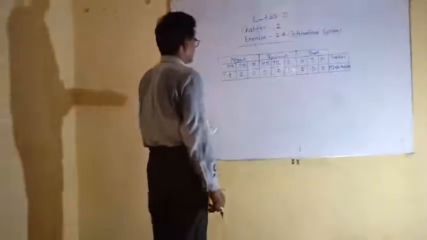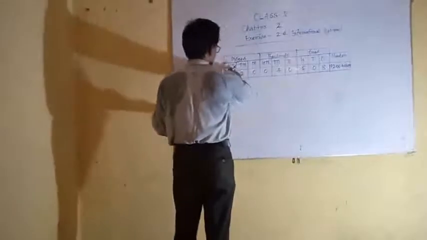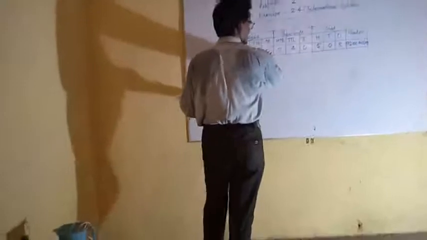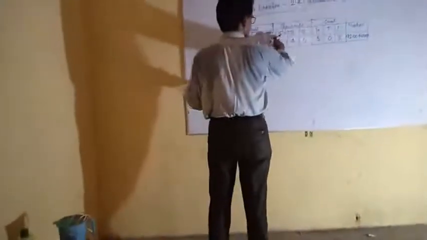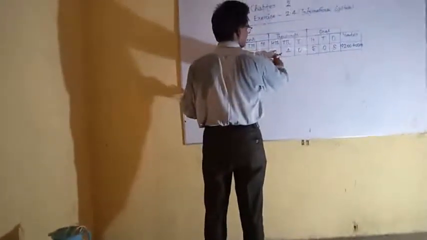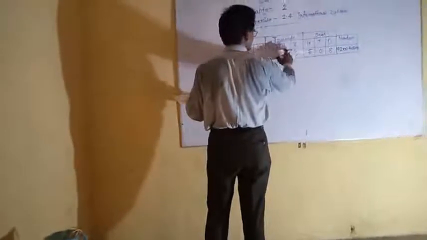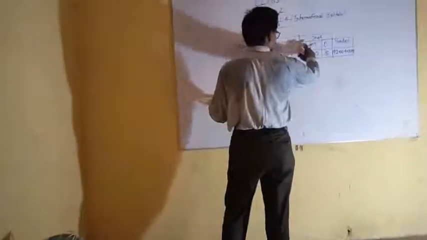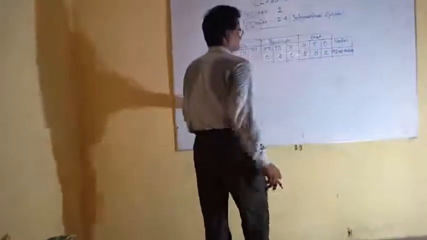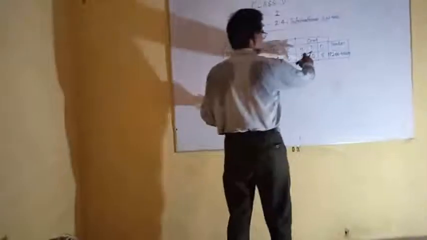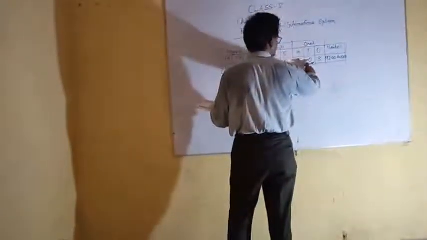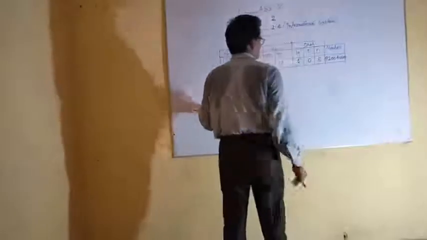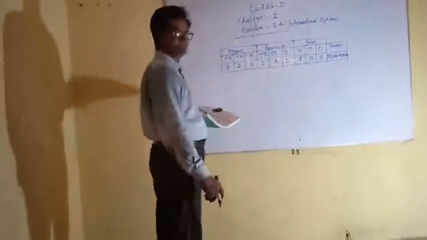This number can be written as: in 100 million 9, in 10 million that is 2, in million it is your 0, in 100,000 it is your 0, in 10,000 it is your 4, in 1,000 it is your 0, in 100 place it is your 5, in 10 place it is your 0, and in 0 place, means 1 place, it is your 8.